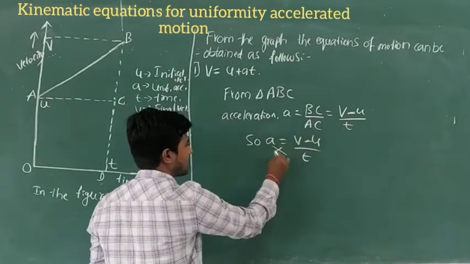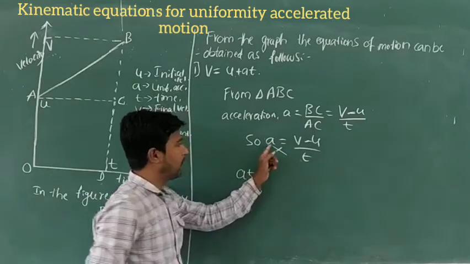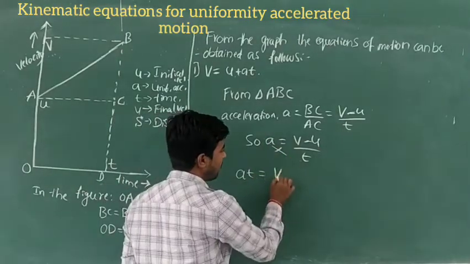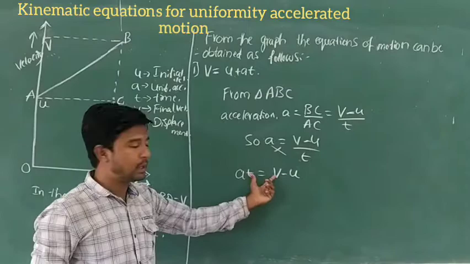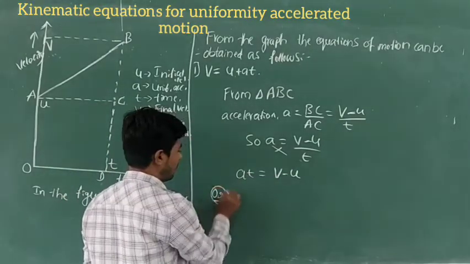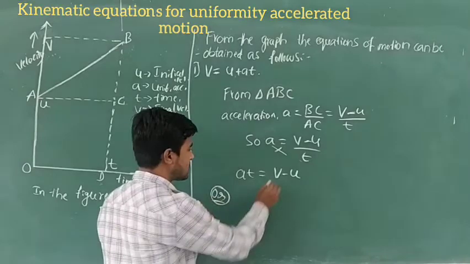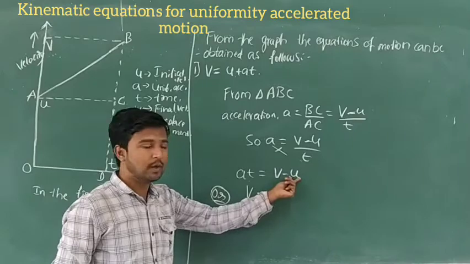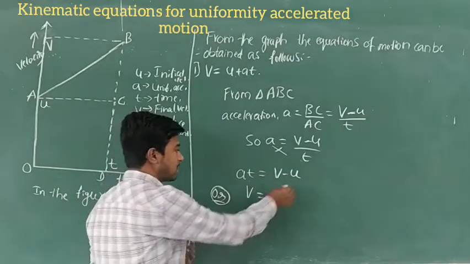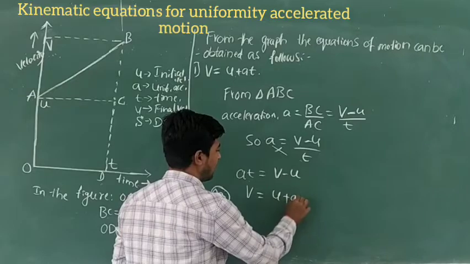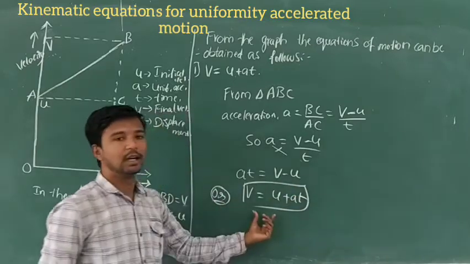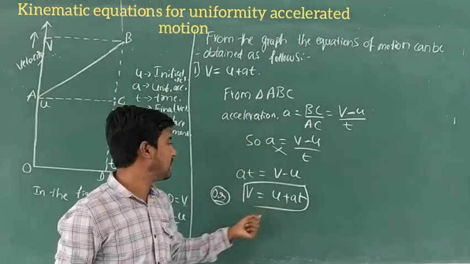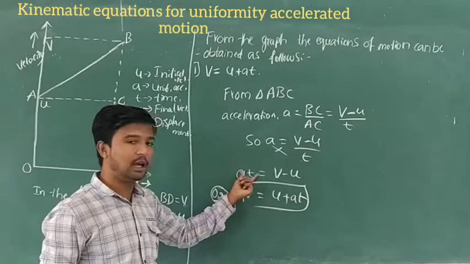So now cross multiplication, A into T, AT. You have to multiply crosswise, A into T, equal to the right side remaining, V minus U. Now we write the final equation: V equal to, the minus U moves from the left side to become plus U, that is U plus AT. This proves the first equation of motion, V equal to U plus AT. So the equation is AT equal to V minus U.